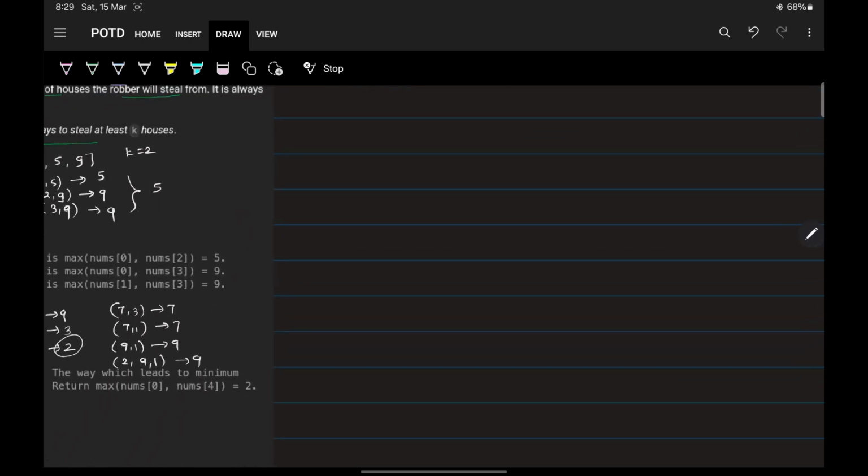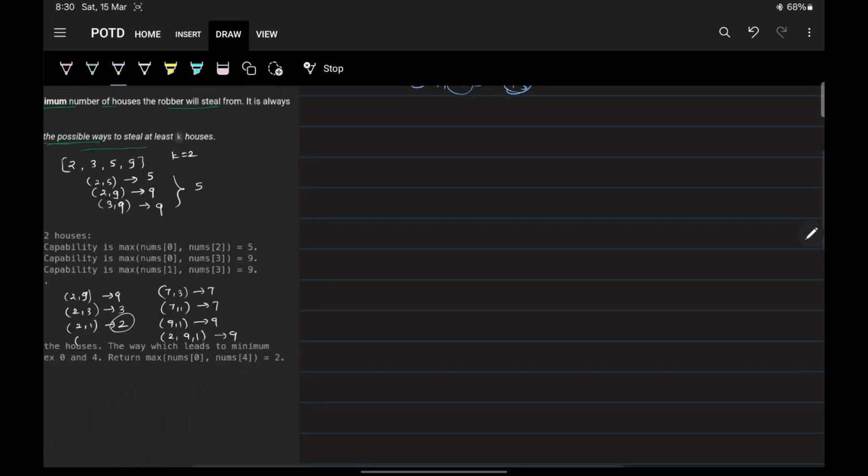So given that I have here the array 2 3 5 9. So I will just write here 2 3 5 9. This is my given array, and also given to me is that k equals 2. The indexing is 0 1 2 3, and we have to find the minimum capability out of all possible ways.